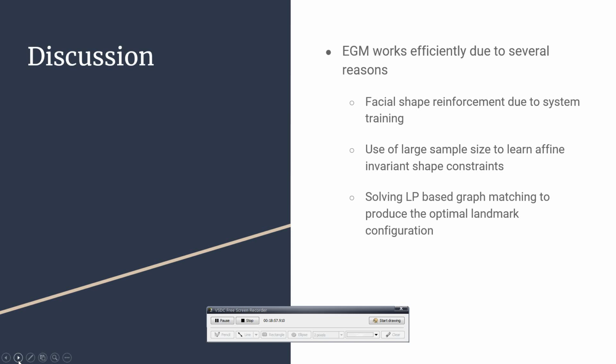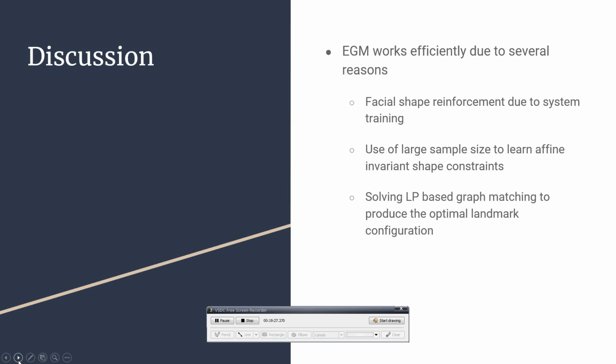Using a large sample size to allow the system to learn the affine invariant shape constraints. Once it produces these shape constraints, it can map them into the graph, and you can perform the graph matching with the positive and negative images. And finally, you can solve the linear programming based on graph matching to produce the optimal landmark configuration.